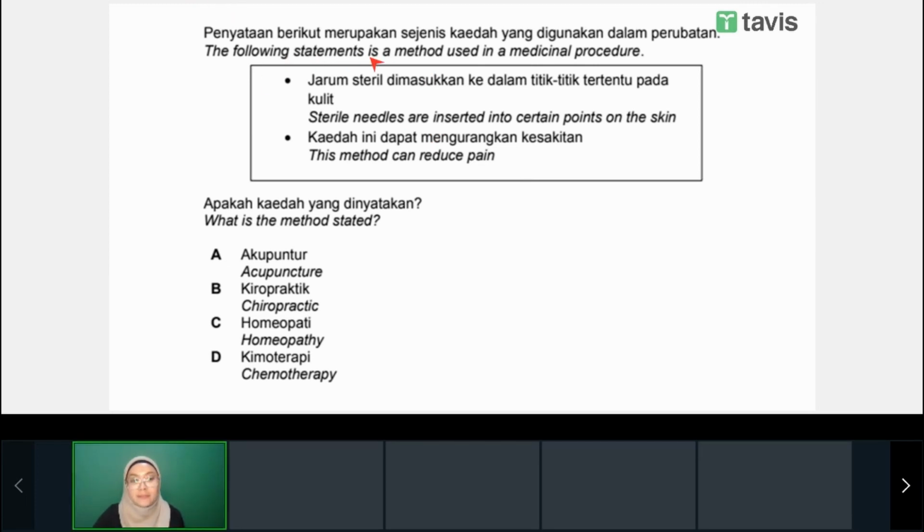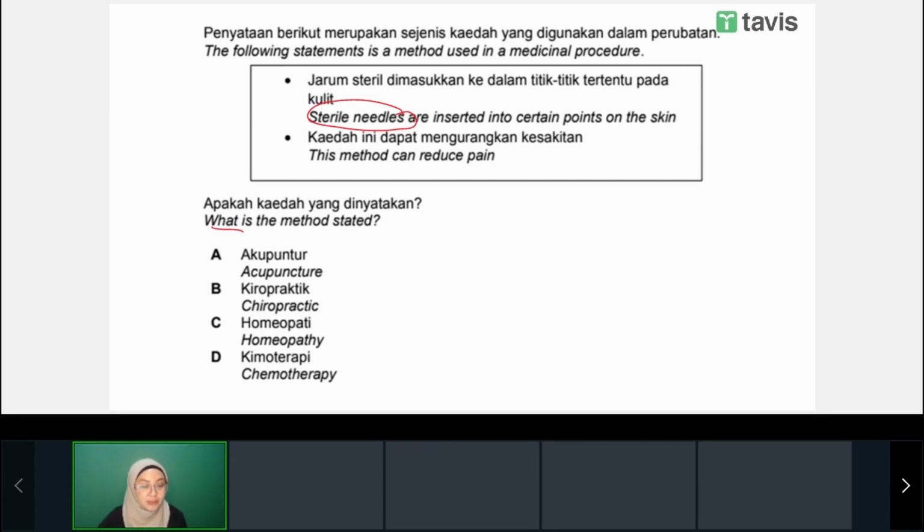Okay, the following statement is a method used in medicinal procedure. Sterile needles are inserted into certain points on the skin. This method can reduce pain. We are using sterile needles. Have any idea what type of method this is? What is the method stated?